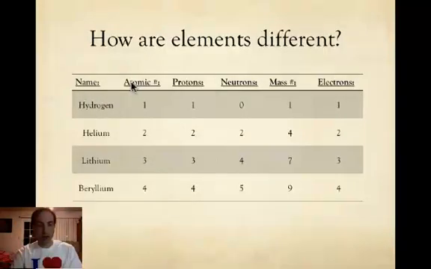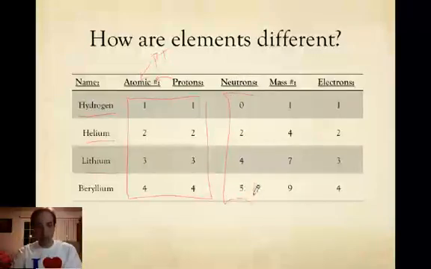Now, the last concept I want to get to is how are elements different? Elements, meaning hydrogen, helium, lithium, anything on the periodic table, how are they different? Well, first idea is they have different atomic numbers. The periodic table is actually organized by atomic number. So hydrogen is number 1, helium is 2, lithium is 3, beryllium is 4. And it turns out that the atomic number is actually determined by the number of protons. Hence, these guys are the same number, 1, 1, 2, 2, 3, 3, 4, 4.